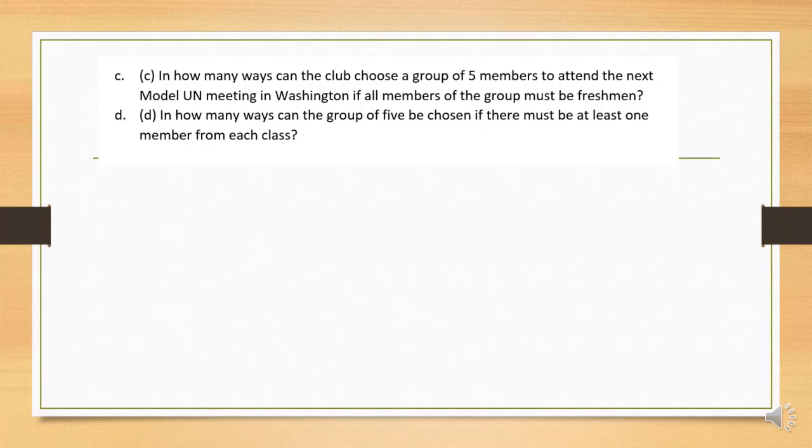For the last slide, we have C and D. Okay, so for C, in how many ways can the club choose a group of 5 members to attend the next Model UN meeting in Washington if all members of the group must be freshmen? Okay, ang approach natin dito sa problem nito is actually yung box method natin. Let us write down, okay, so from the 20 members, we are actually getting 5 na ipapadala, okay?